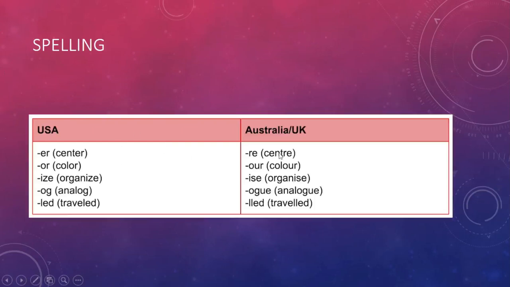And these are some differences. In USA, they spell center like this, C-E-N-T-E-R. In Australia and UK, C-E-N-T-R-E. Then color, in Australia it comes with a U. Organize comes with an S in Australia. Analog comes with G-U-E here in Australia. And traveled has double consonants, double L. So these are some differences in spelling between US and Australian English.